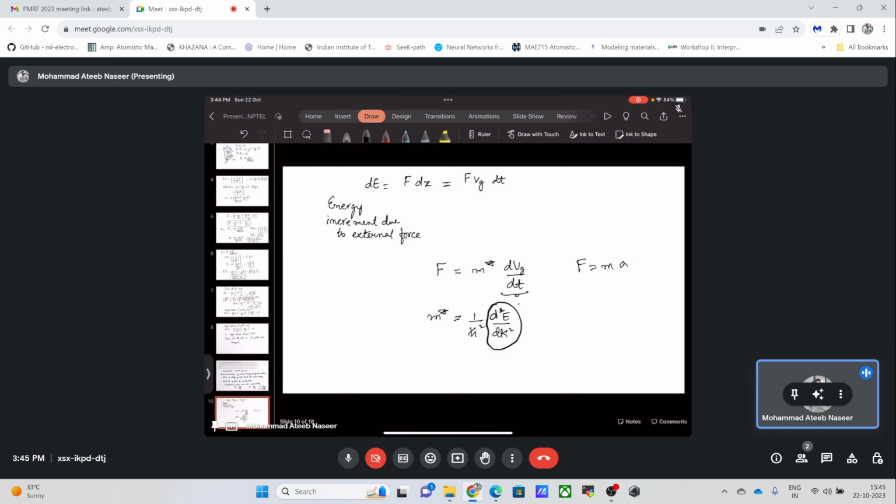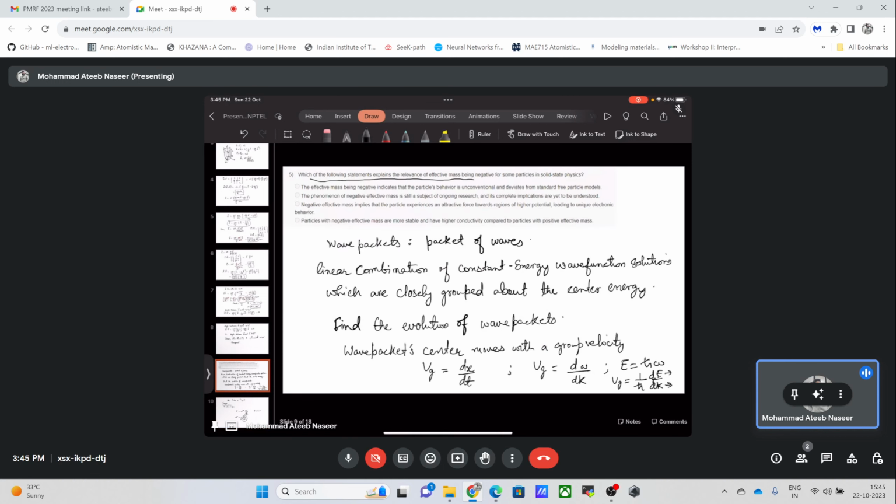So this effective mass is simply the quantity that will allow us to obtain all the related information regarding the particular wave packet's motion. So this effective mass is really important to us. Now the problem basically was, what is the relevance of effective mass? We have seen that it helps us obtain the evolution of these wave packets, which is basically the motion of our carriers in the system.